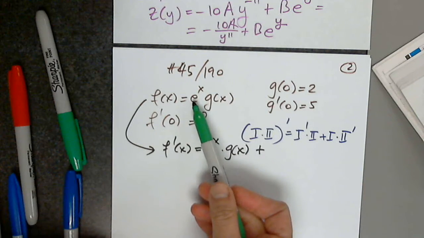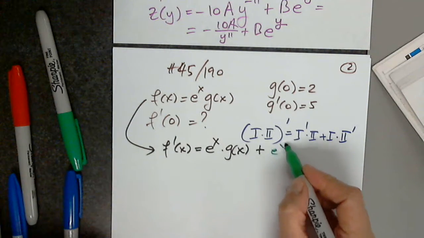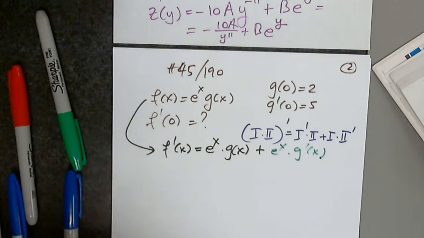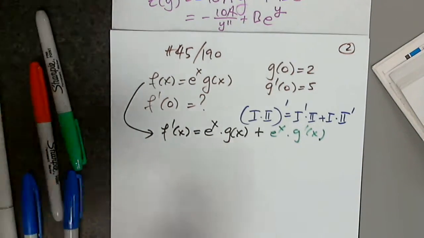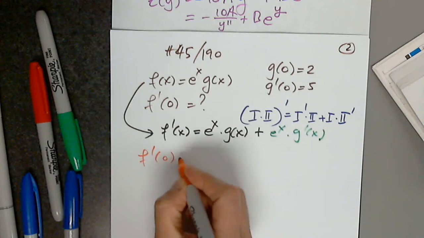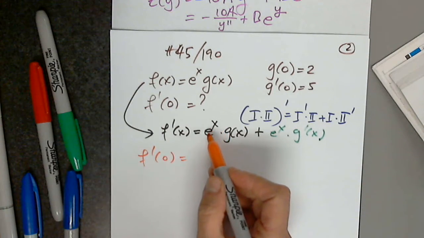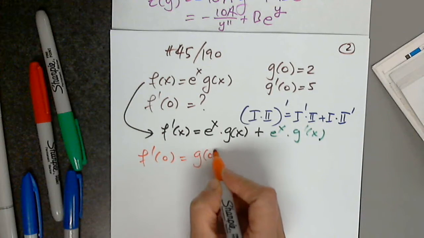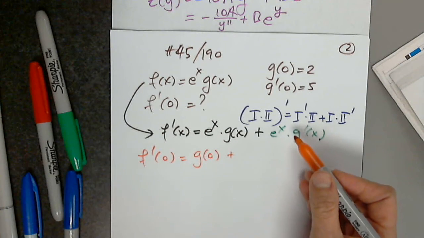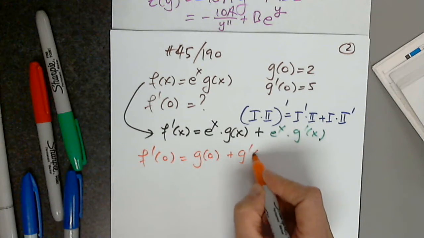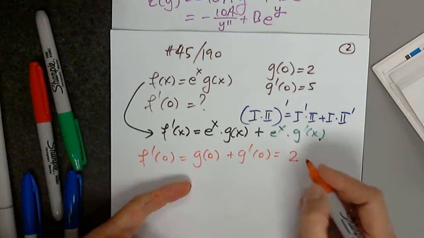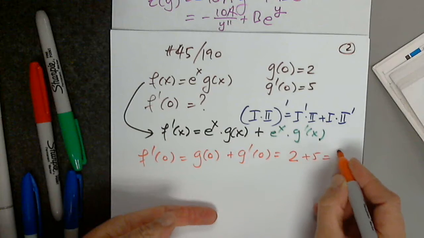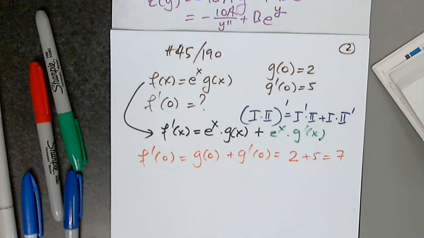So as I said, it's e to the x prime times g of x plus e to the x times g prime of x. And now I do have something that represents f prime. I can plug in 0 in it. So f prime of 0 will be e to 0, which is 1, times g of 0, plus e to 0 again, which is 1, so plus g prime of 0. All this information is given to me. I have g of 0, which is 2, and g prime of 0, which is 5, so the answer is 7. Is that okay? Perfect.